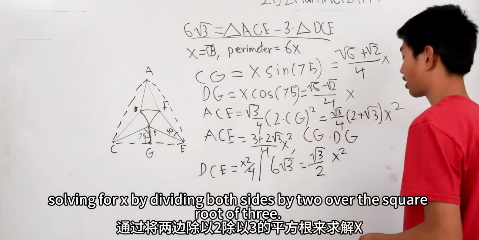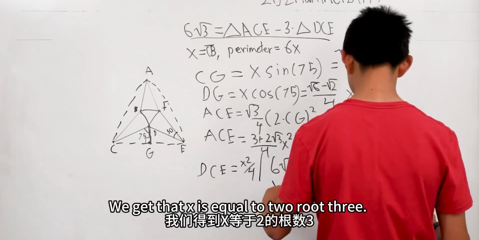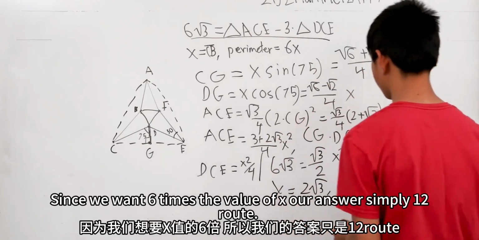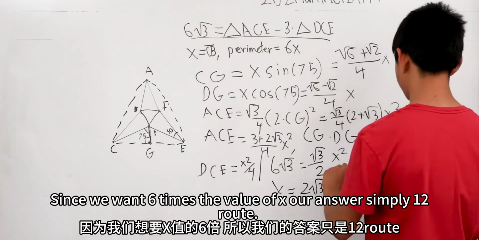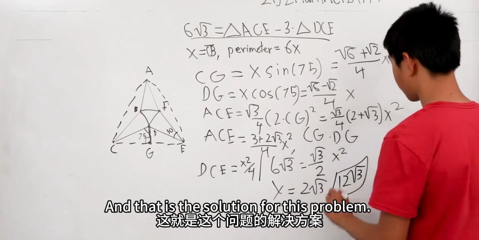Solving for x by dividing both sides by root 3 over 2, we get that x is equal to 2 root 3. And since we want 6 times the value of x, our answer is simply 12 root 3. And that is the solution for this problem.